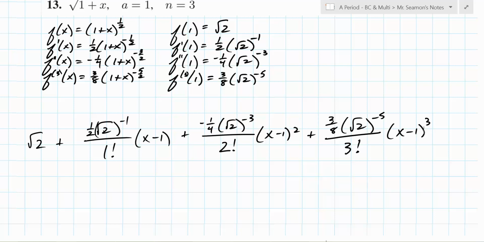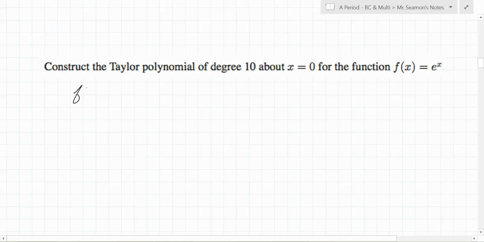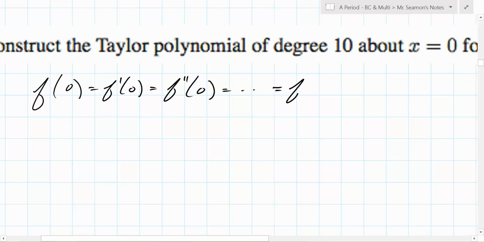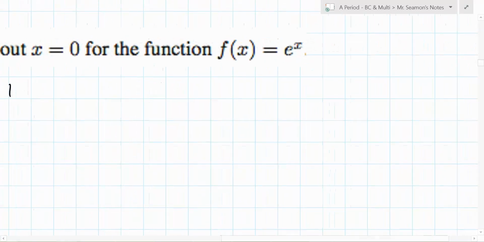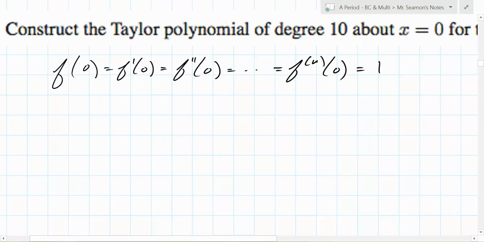Are you okay? e to the x is a really nice thing, and we're doing it around 0 as well. So in this case, for this function e to the x, f of 0 does equal f prime of 0 equals f double prime of 0, right? In fact, equals f^(n) of 0, which is all going to be what? 1. When you plug in 0 for x into e to the x, what do you get? 1. So it's fine. You're really excited. It's 0! So when you construct your Taylor polynomial, this one comes out kind of nice.